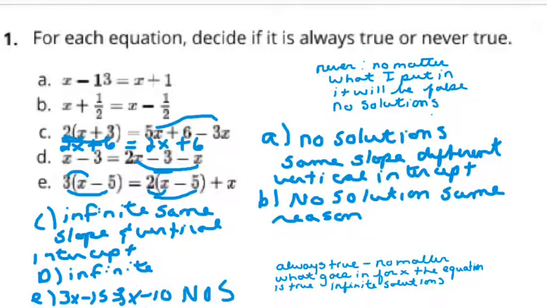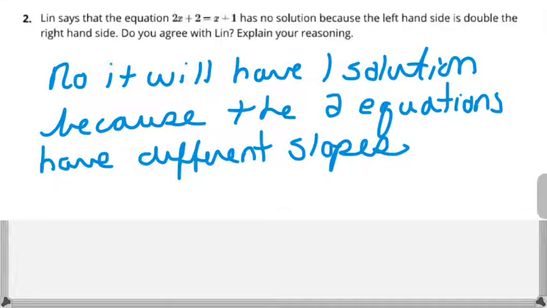Okay, second one is really easy. Lynn says that this is a no solution equation, because the first side is double the second side. But if she looks at the slope, she could see that this is a 2 and this is a 1, and that means that this line is going to be steeper than this line. So those are not parallel lines, and only parallel lines have no solutions, so this is going to have one solution because the slopes are different.